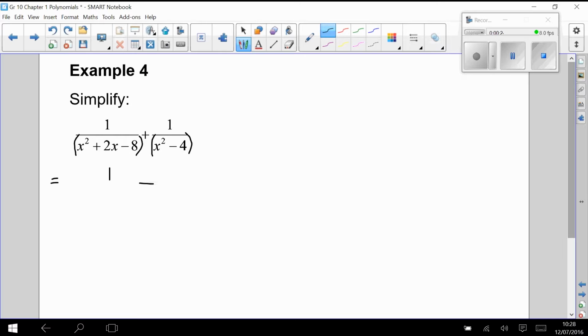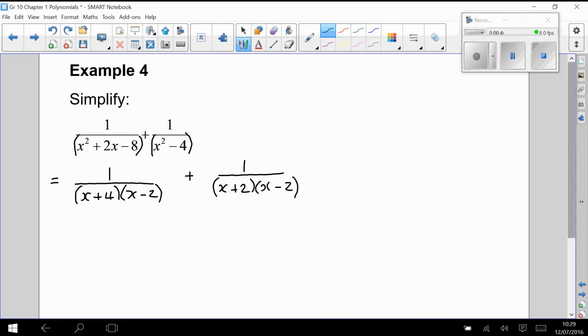The first denominator is a trinomial factorization. And so when I factorize this, I'm going to get x plus 4, x minus 2. Factorizing the fraction's denominator on the right, I have to use the difference of two squares, which gives me x plus 2, x minus 2.